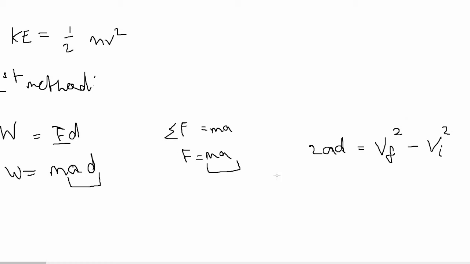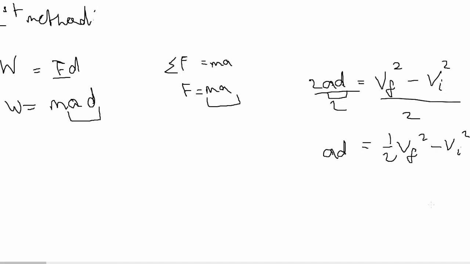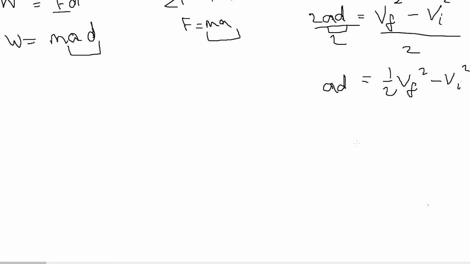So well, now that we know that, we can isolate for ad. You simply divide both sides by 2, and you get ad is equivalent to, well, you could just write it like this, 1/2 (v final squared minus v initial squared). So now we have final and initial.